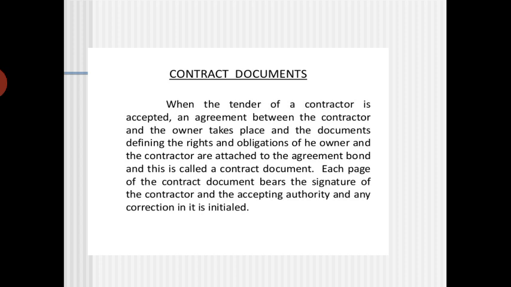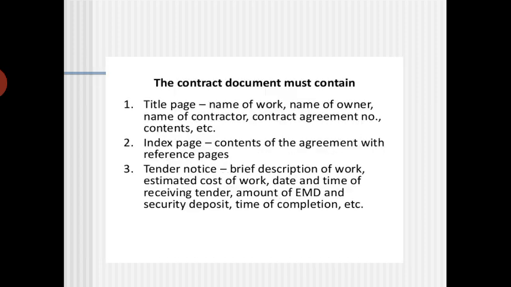So each of those agreements should be bound by the first, the contractor, and the second one, the owner. Both signatures should be there on each of the pages. Then the contract document must contain the title page, name of the work, name of the owner, name of the contractor, contract agreement number, the contents, etc. It also consists of the index page. In that index page, it contains an agreement with reference, pages.